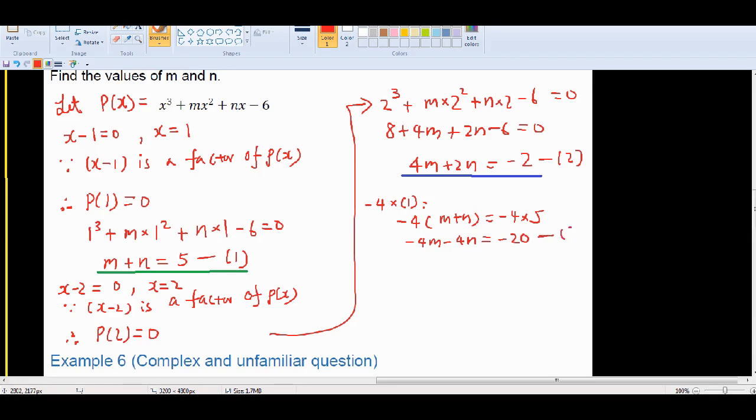Okay, so that's our equation 3. For this equation 3, you could see that's a 4, that's a minus 4. So when we add these two equations together, you could cancel that term m. So that's what we are going to do. We're going to add 2 with 3. So you will have minus 4m minus 4n equals minus 20.